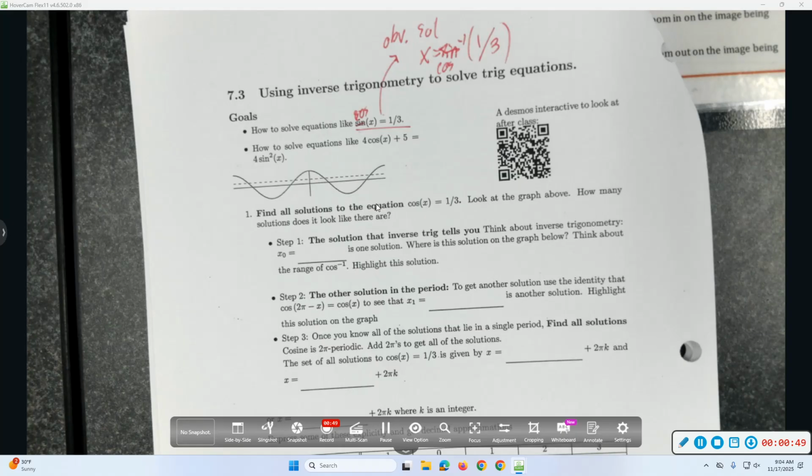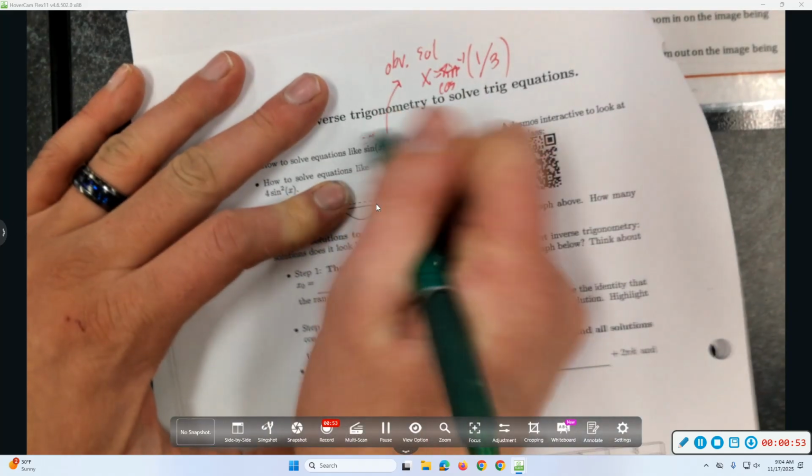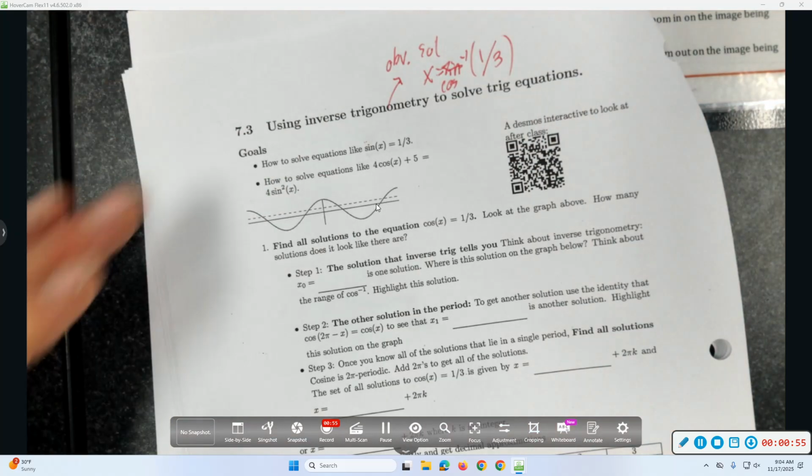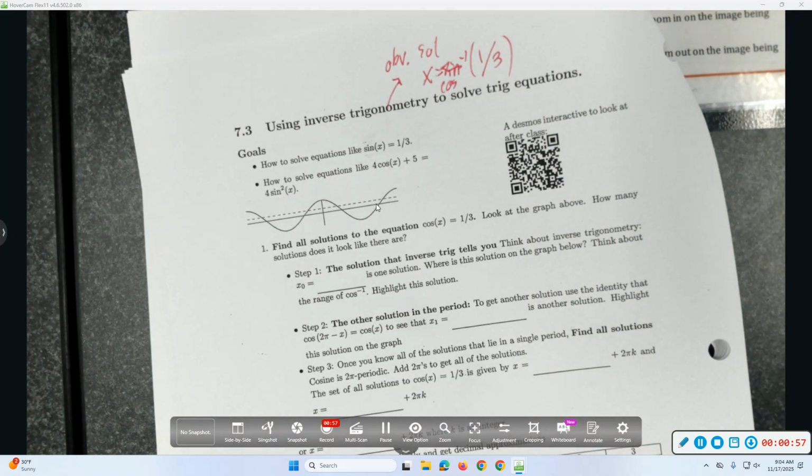Cool, let's see one very specific example right now. Let's experiment with this. Let's try to solve this equation: cosine of x equals 1 over 3. That's what we'll focus on.